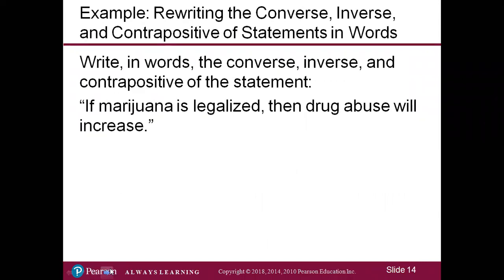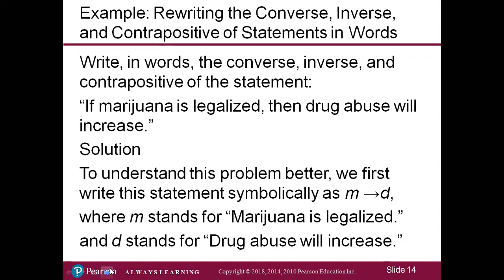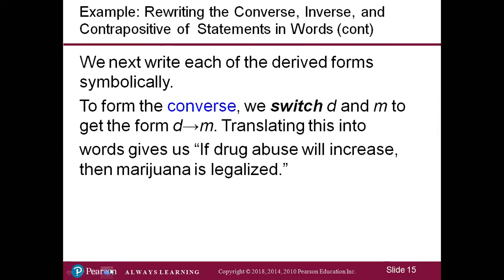Write in words the converse, inverse, and contrapositive of the statement. If marijuana is legalized, then drug abuse will increase. Solution. To understand this problem better, we first write the statement symbolically as if M, then D, where M stands for marijuana is legalized and D stands for drug abuse will increase. Next, we write each of the derived forms symbolically. To form the converse, we switch D and M to get the form if D then M. Translating this into words gives us if drug abuse will increase, then marijuana is legalized.